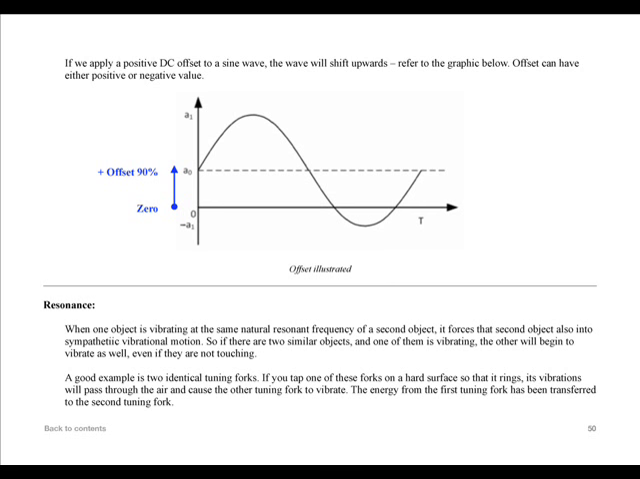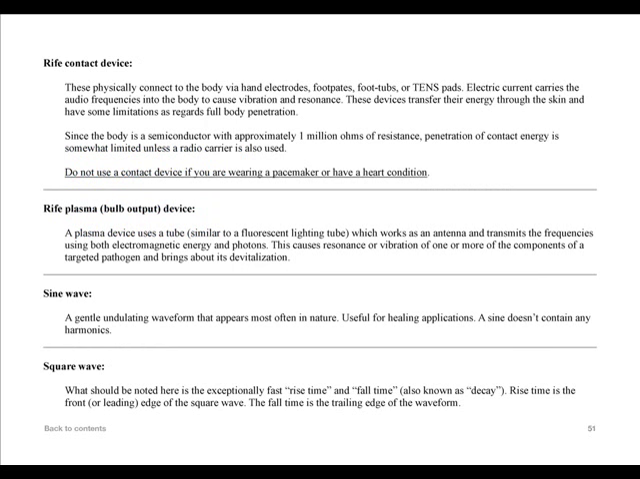Rife contact device: these physically connect to the body via hand electrodes, foot plates, foot tubs, or TENS pads. Electric current carries the audio frequencies into the body to cause vibration and resonance. These devices transfer their energy through the skin and have some limitations as regards full body penetration.